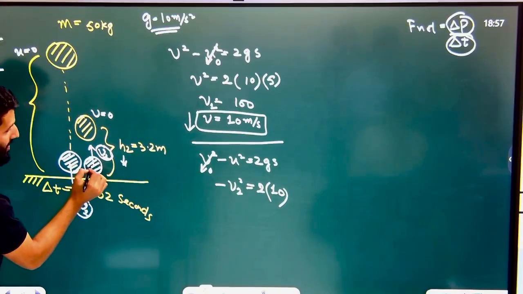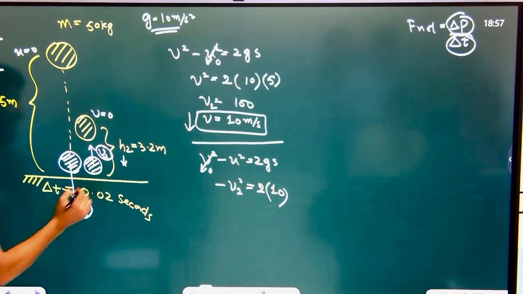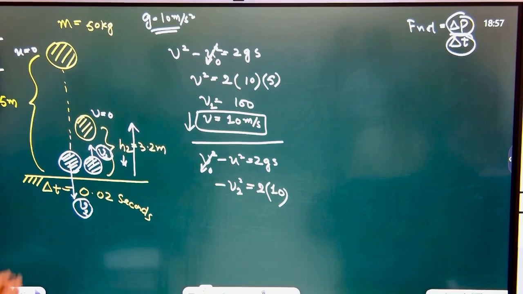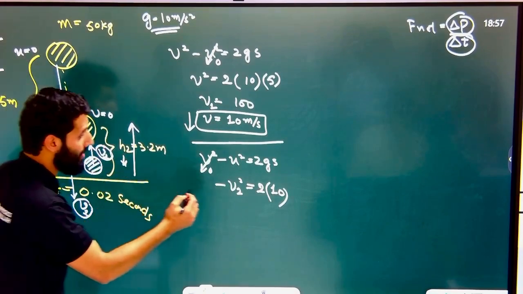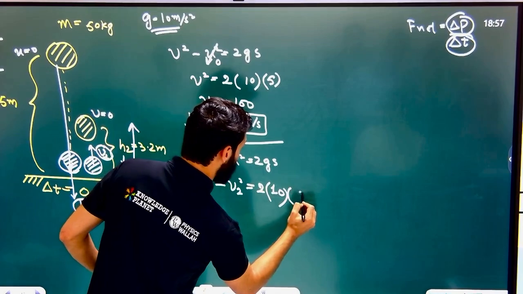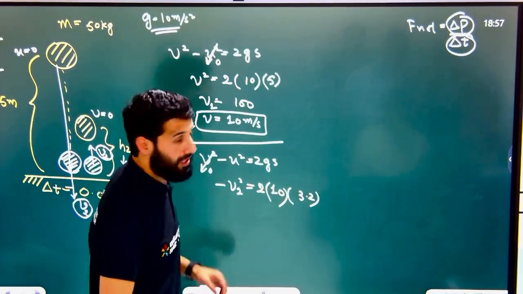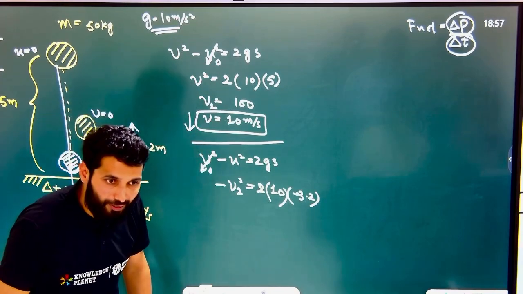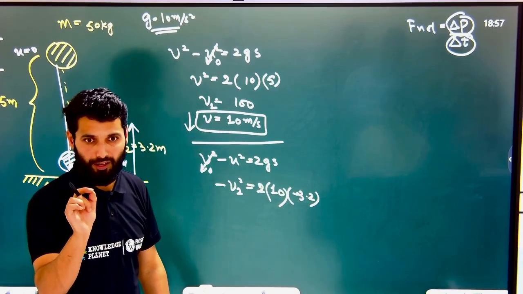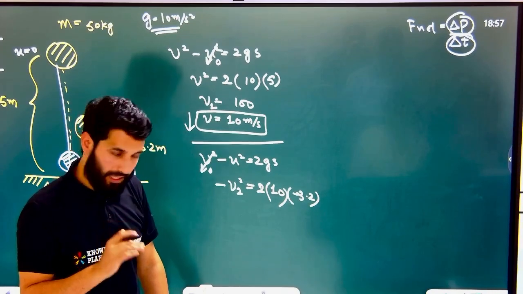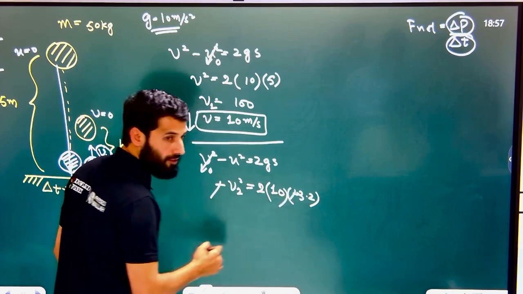Displacement is from the initial point to the final point. Here the displacement is upwards. So how much displacement do we have? 3.2. Should we take minus 3.2 or plus 3.2? Minus. Downwards we took positive, upwards is negative, so we take it minus. That's why convention is very, very important. So this minus and this minus cancel.